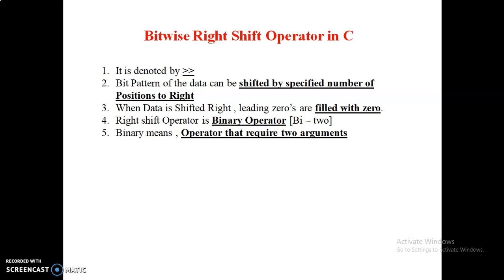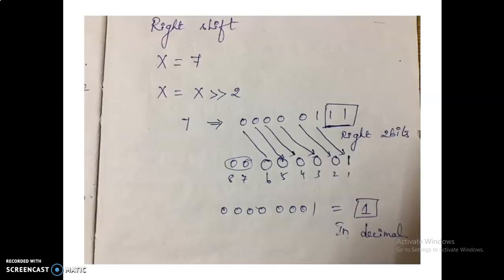So okay, if we give 2 bits, 2 bits will be shifted towards the right. If you give 3, 3 bits will be shifted. Okay, like that. When the data is shifted right, the leading positions are filled with 0. Okay. The right shift operator is a binary operator. Binary means it requires two arguments.